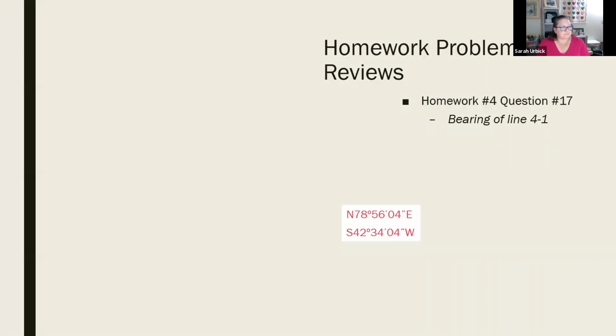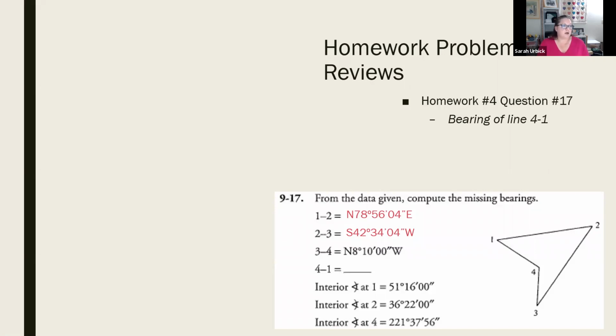All right. This one hit us hard. So homework number 4, question 17. Everybody got pretty much all of this right. So what we were trying to find was, given the data here, we didn't have line 1, 2, or 2, 3, or 4, 1. We had one bearing for line 3, 4, and we had the interior angles for the other points.